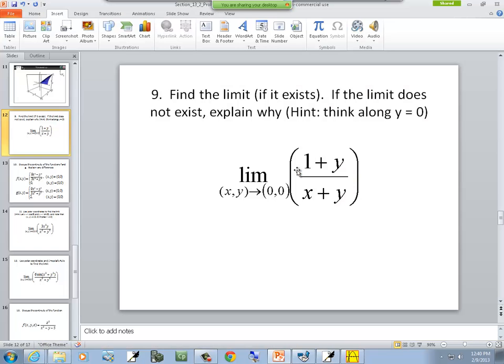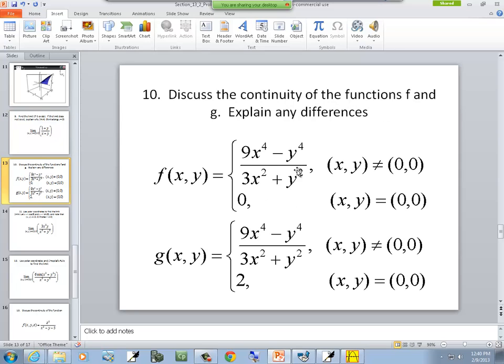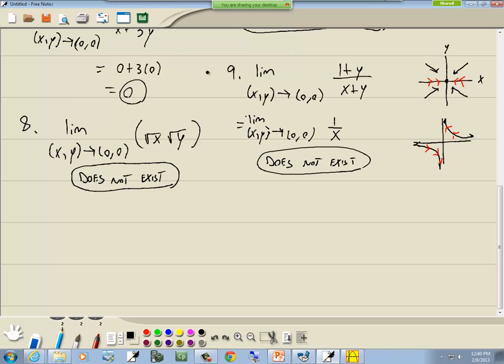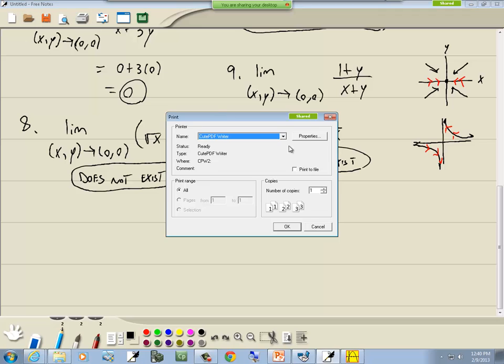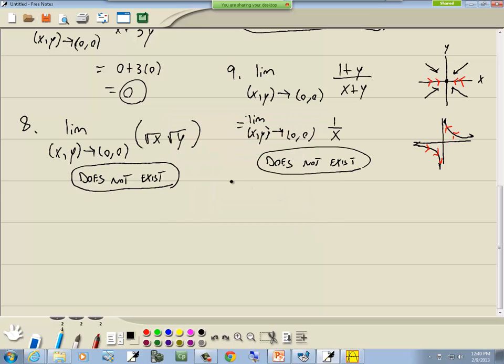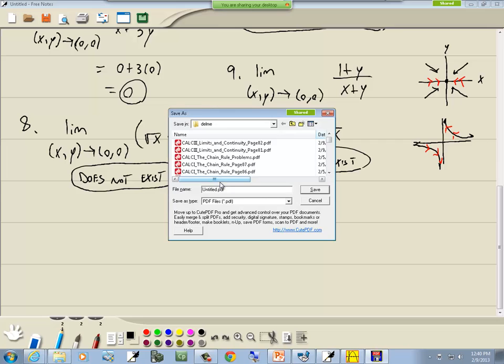Okay. Let me save this, and then we'll look at this next problem. This shows you how to think of the continuity of a piecewise function of multiple variables.